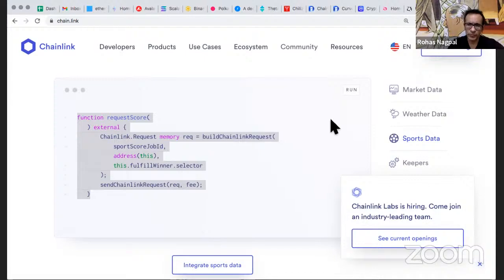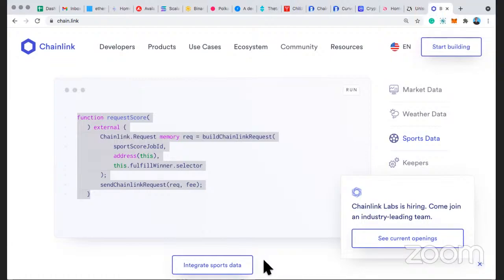Questions? Rohas, one question here. Can anybody manipulate the data that is being sourced from Chainlink?